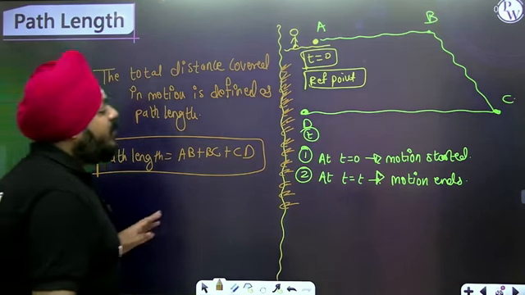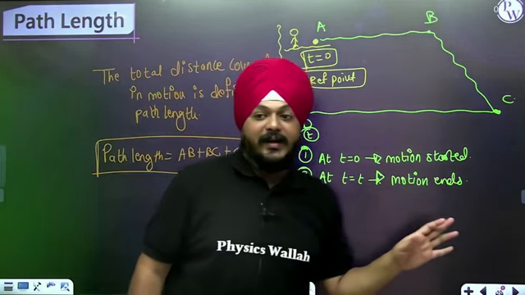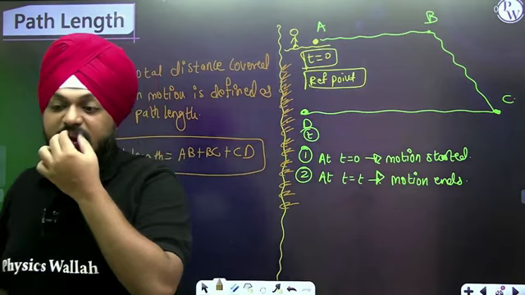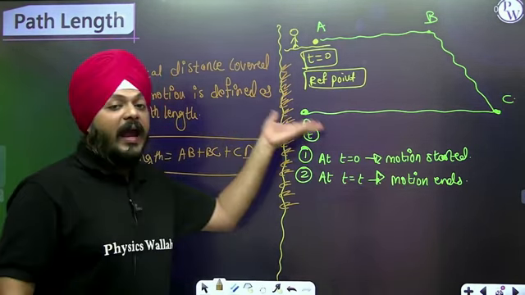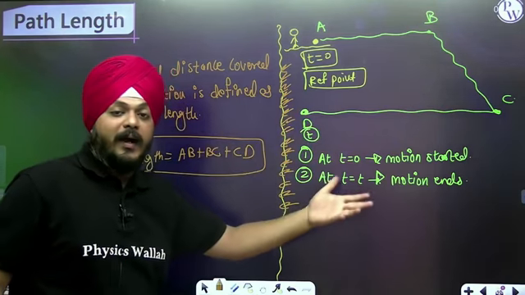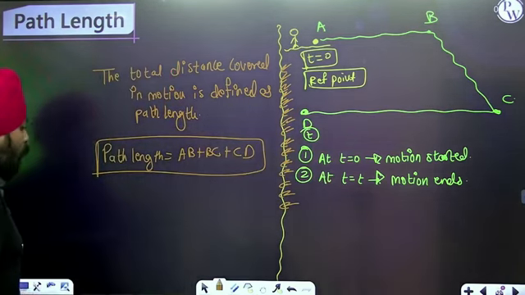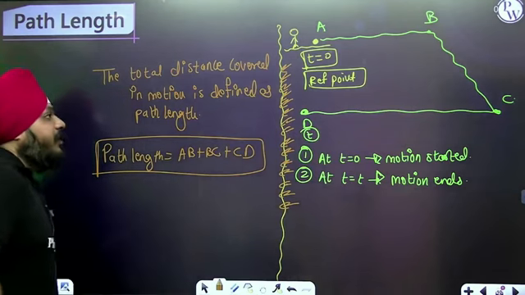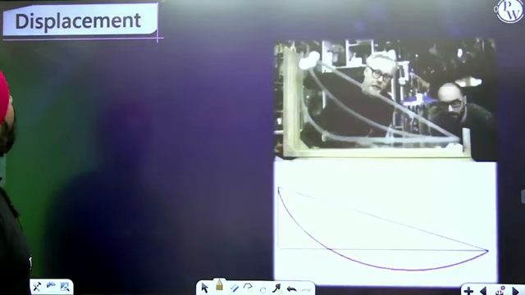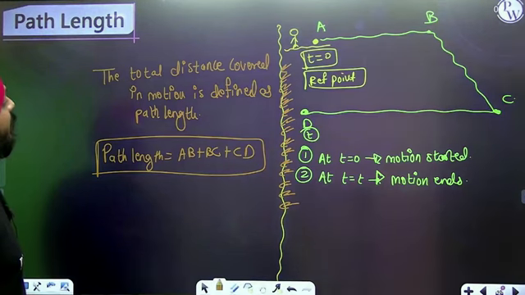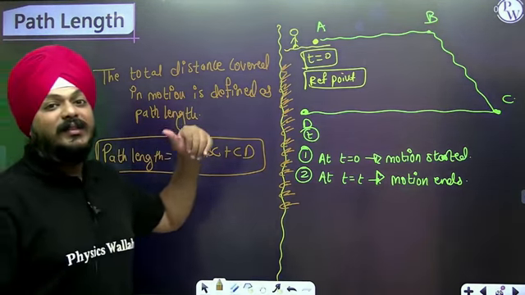Okay, so at t is equal to 0, the motion started, until the end of the motion, the total amount of the path distance covered. Now, what is the distance and what is the difference between the path length and the distance? See, this is the path length. Now, what is the distance?